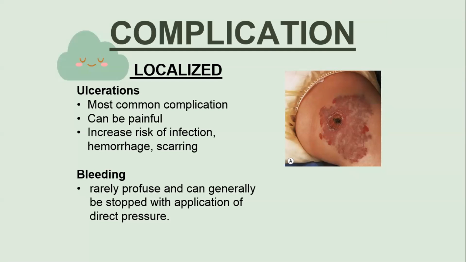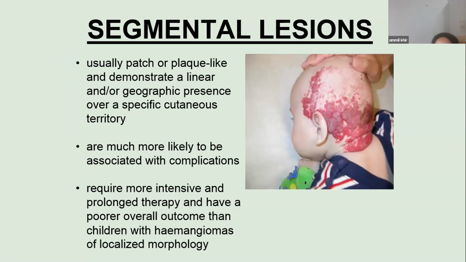Okay. The next one is bleeding. Bleeding is also a common concern among parents, and bleeding is rarely profuse and can generally be stopped with application of direct pressure. Next. Okay, next morphology is segmental lesion.